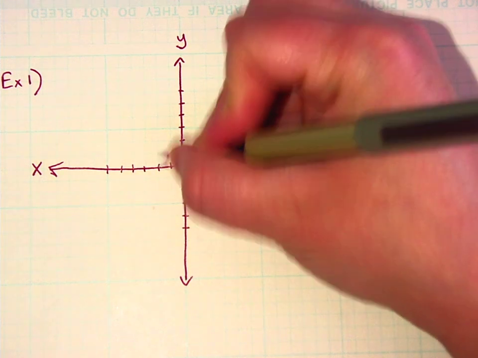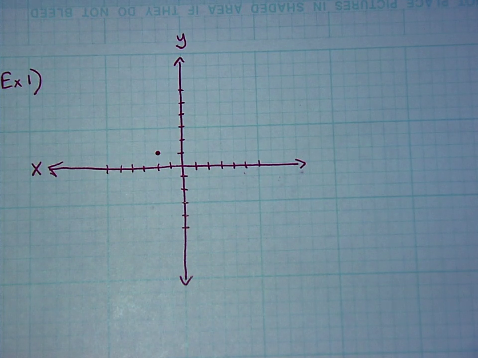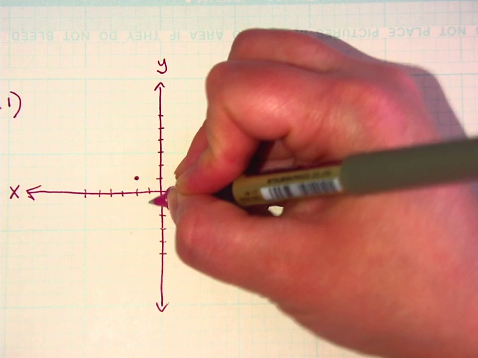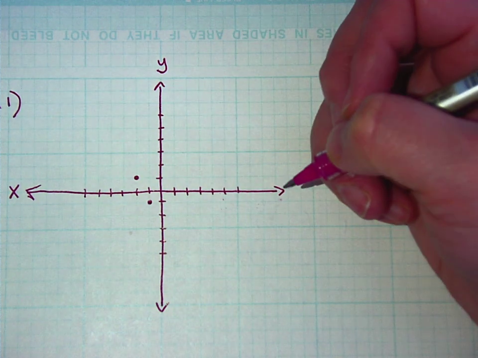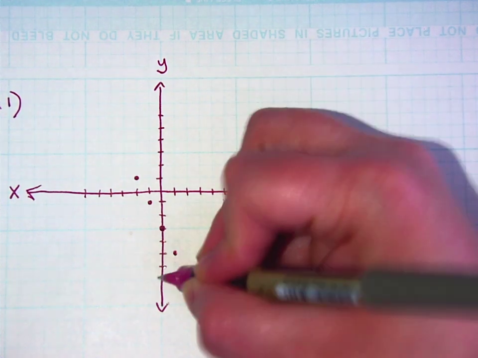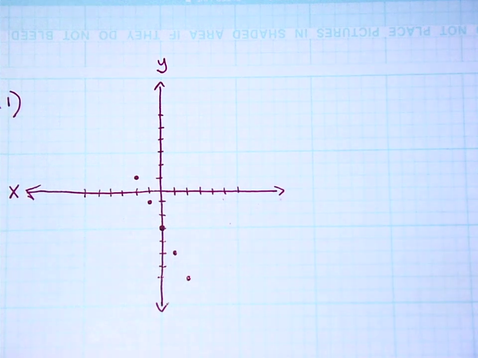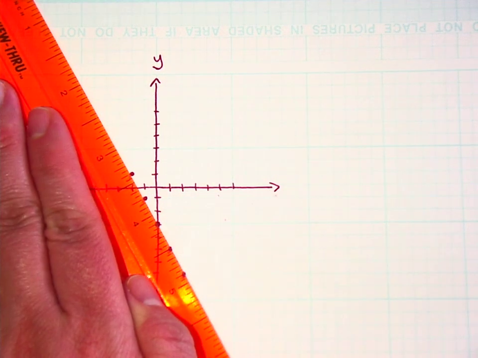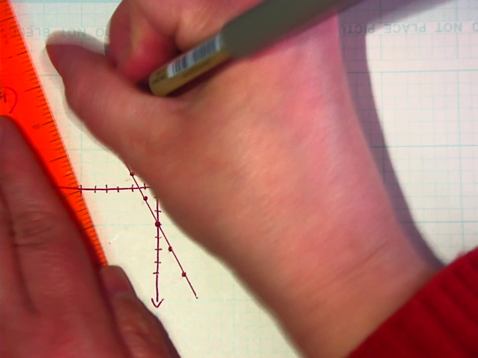All right, so the first point I'm going to graph is negative 2, 1. So negative 2 on the X, 1 on the Y. And then negative 1, negative 1. Zero, negative 3. 1, negative 5. And 2, negative 7. Okay. Go ahead and connect them.